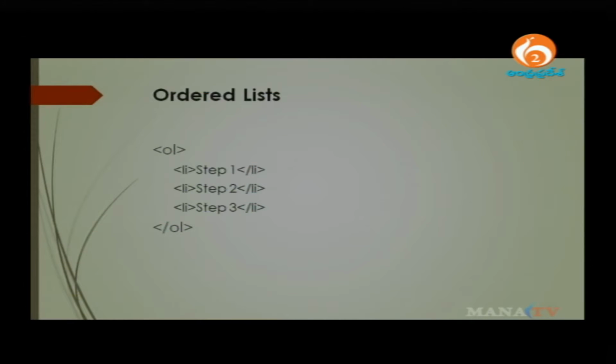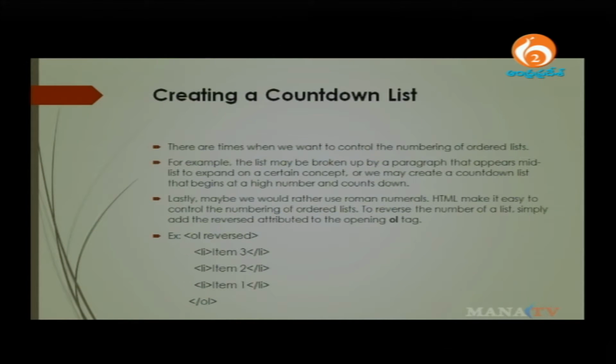So this is how an ordered list can be implemented. We just need to replace UL with OL, and the list item LI tag is the same as in UL. I mean, for unordered list and ordered list, the LI tag is actually the same. And in the ordered list itself, sometimes we may have to count down. How can we do that, we will see.